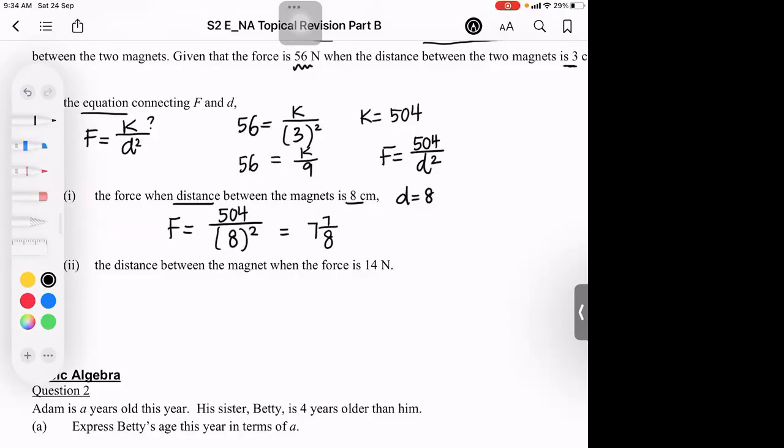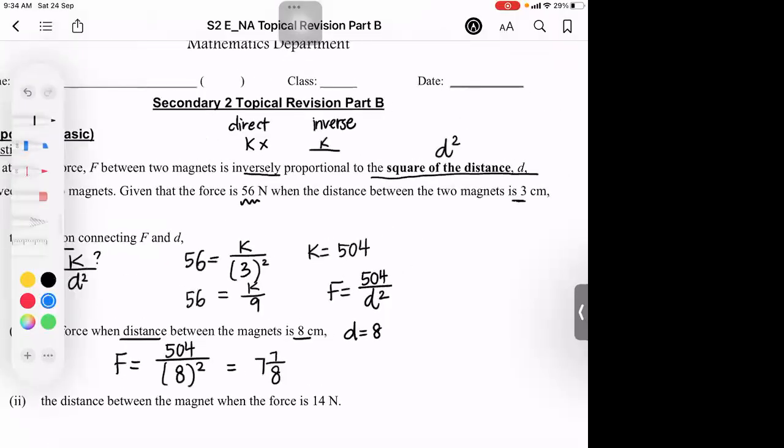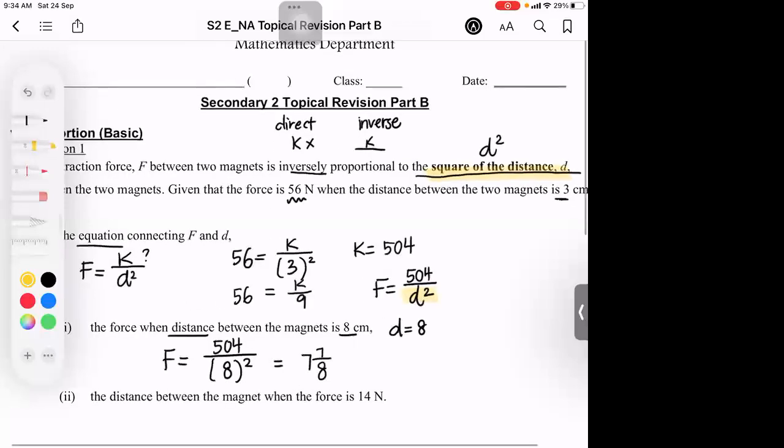Why do I need to square the D? Because they say this is the square of the distance here. Square of the distance D. So all the distance need to square. So your formula also has the D squared. So all need to square.